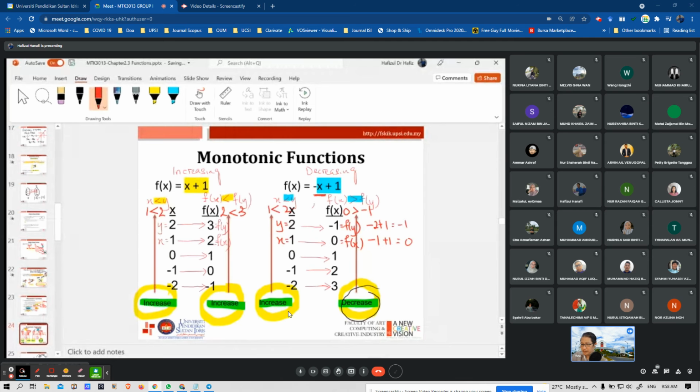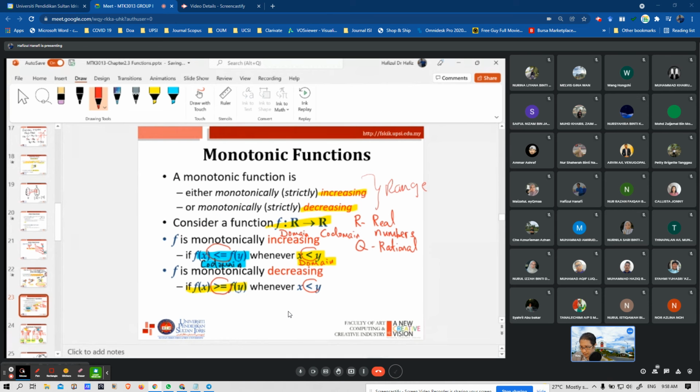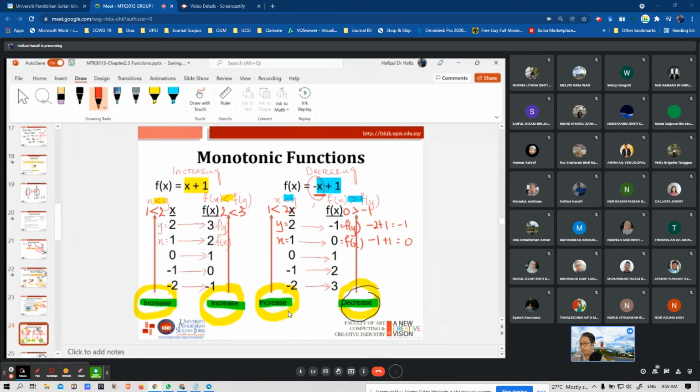And then this one is f(x) = negative x plus 1. This one increases, this one decreases. You can have either increasing or decreasing. Here we have both increasing. This one we have either increasing or decreasing.